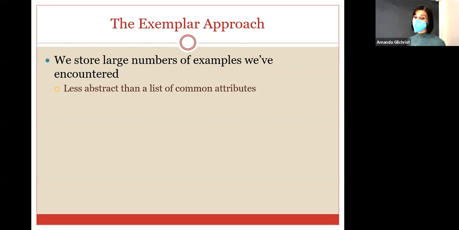And because of this, the exemplar approach is much less abstract and theoretical than the prototype's list of common attributes. This is easier. You can go back and look at all of the dogs that you've ever experienced and say, how closely related are these?